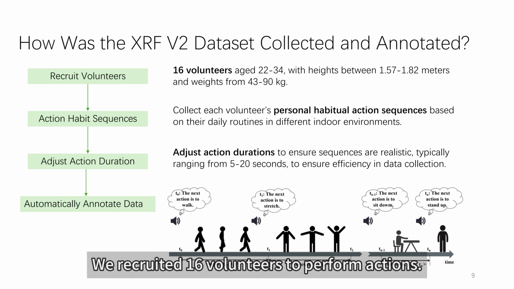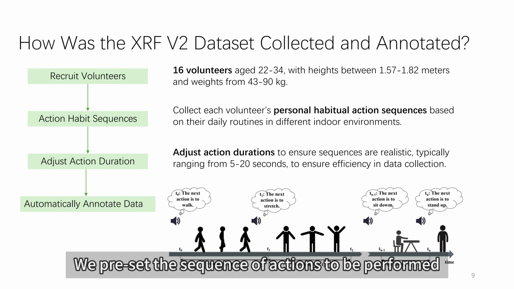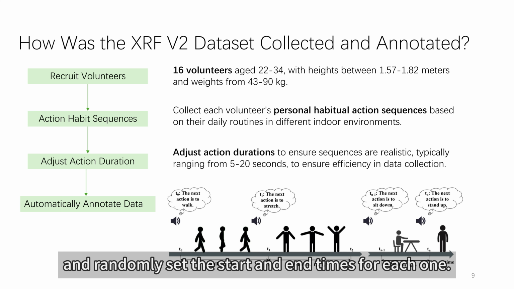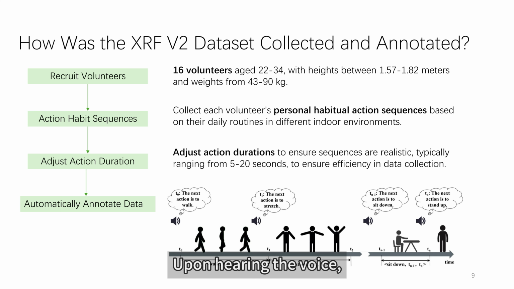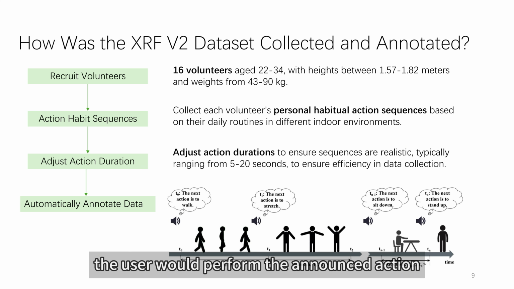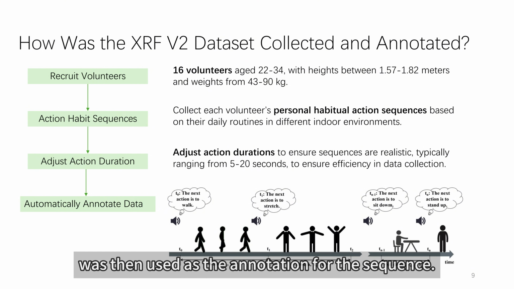We recruited 16 volunteers to perform actions. For annotation, we used an automated method. We preset the sequence of actions to be performed and randomly set the start and end times for each one. An automated voice prompt would then announce the next action for the user. Upon hearing the voice, the user would perform the announced action. The preset action sequence, along with its start and end times, was then used as the annotation for the sequence.